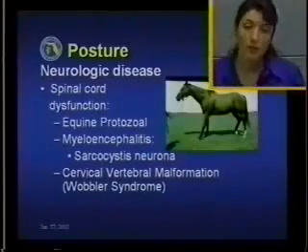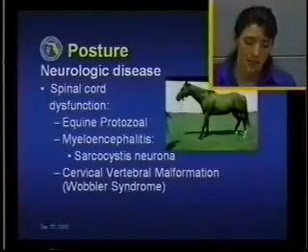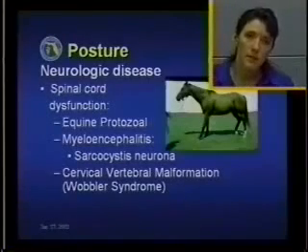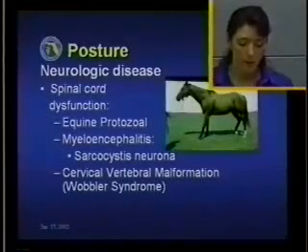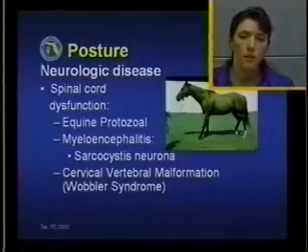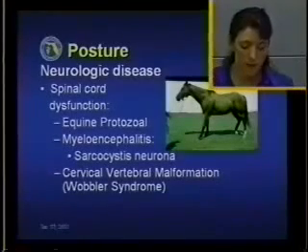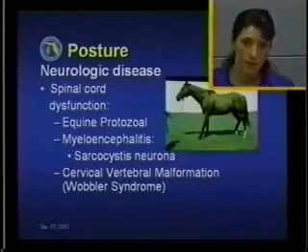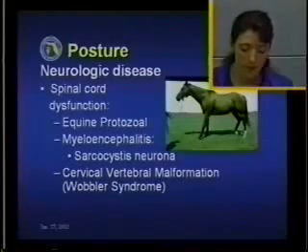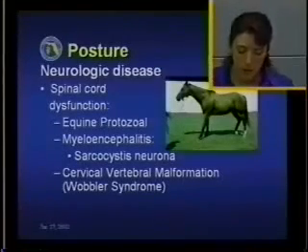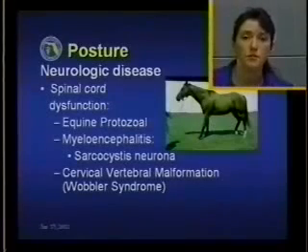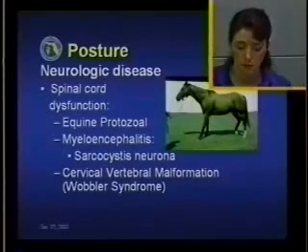Changes in the posture can also be caused by neurologic disease, and in particular diseases that affect the spinal cord and cause dysfunction. The most common diseases that we see in horses that affect the spinal cord include equine protozoal myeloencephalitis, or EPM, and cervical vertebral malformation, which is also referred to as Wobbler's syndrome.